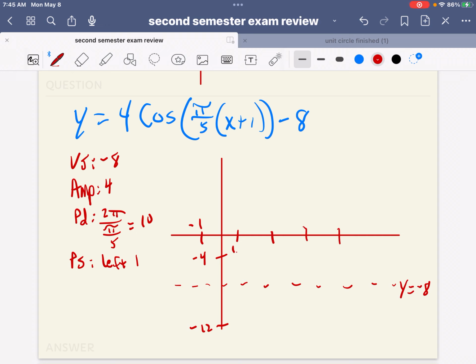Negative 1 plus 2.5 is 1.5. That plus 2.5 is 4. Plus 2.5 is 6.5. And plus 2.5 is 9. Okay, so those are our next tick marks. The cosine wave would be, not there, sorry. High, middle, low, middle, and back to high. So we would have our cosine wave fluctuating around down there.